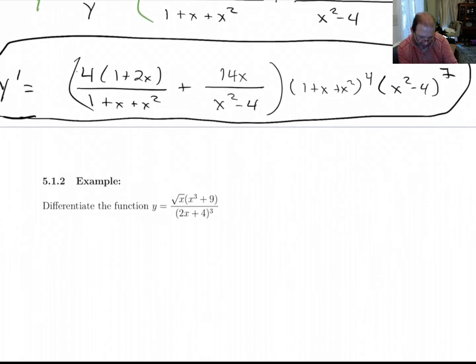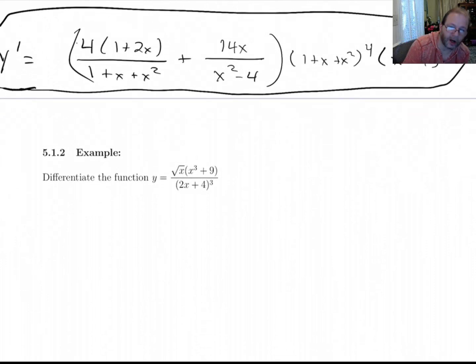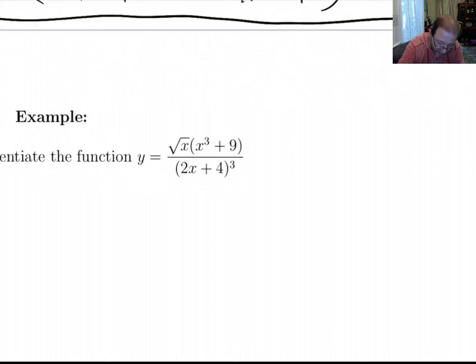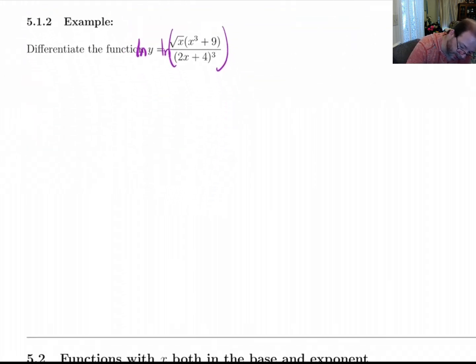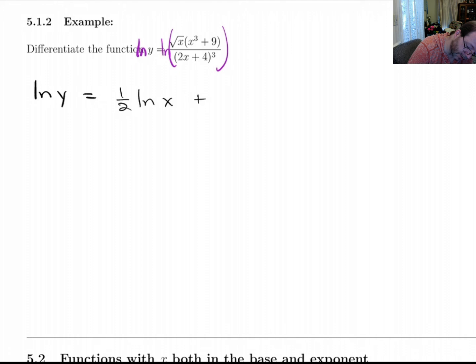All right, last example for this video. Differentiate this function. All right, I'm going to be lazy on this problem. I am going to cram the natural log in here. Natural log of this equals natural log of that, instead of rewriting it. So what I get here is natural log of y is equal to, now I'm going to split this up. The square root of x gives me 1/2 ln x. And I get plus ln of (x cubed plus 9) minus 3 ln of (2x plus 4).